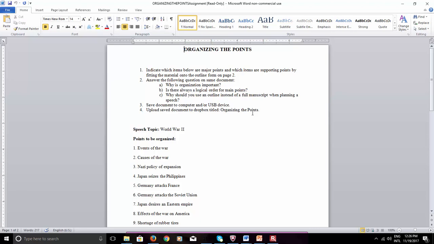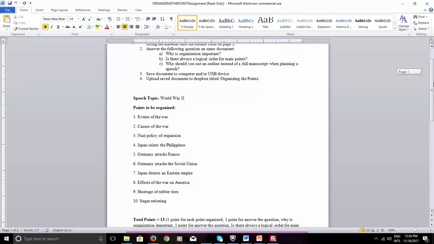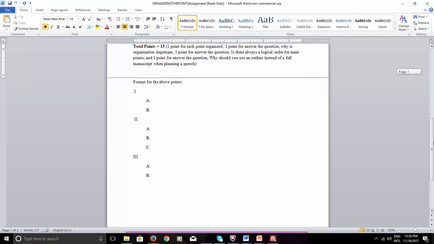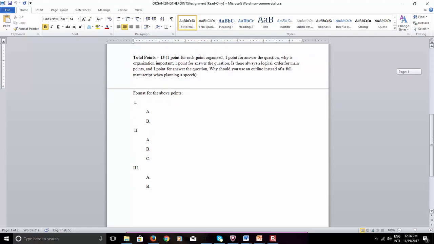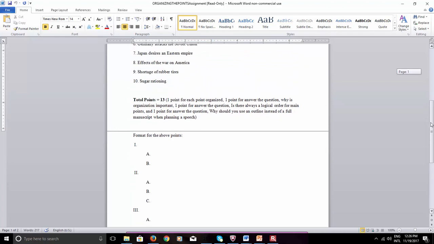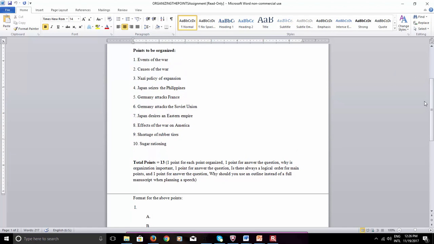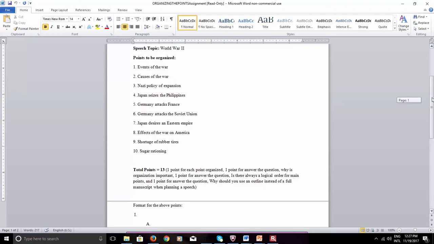You are to indicate which items below are major points and which items are supporting points by fitting the material on the outline form on page 2 of this worksheet. So you're going to take these points to be organized, and you are going to plug them into this format on page 2. This is what we call a topic keyword outline. You are going to be using aspects of a topic keyword outline for your intercultural presentation, but you'll also be using complete sentences. So this is going to give you an opportunity to practice using topic keyword format.